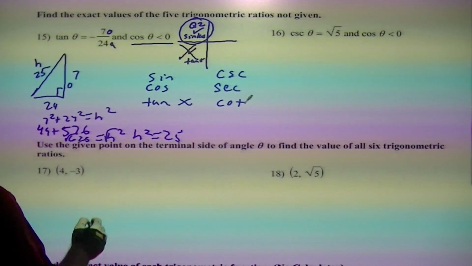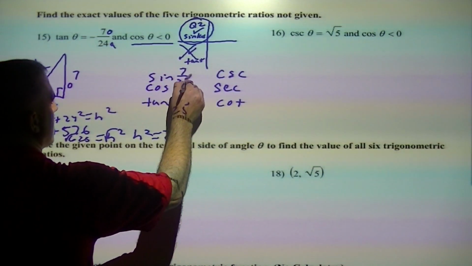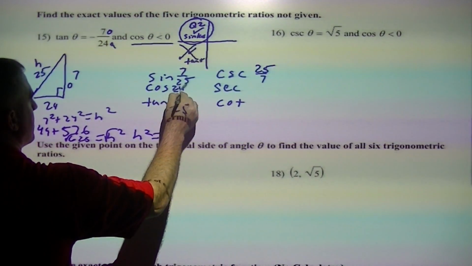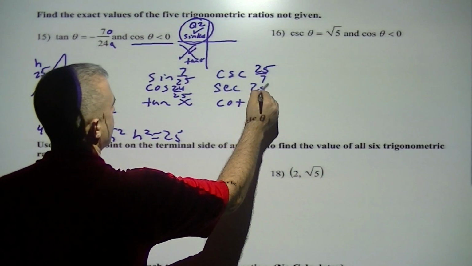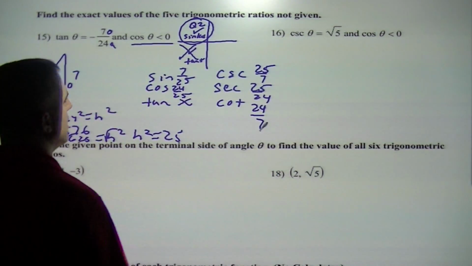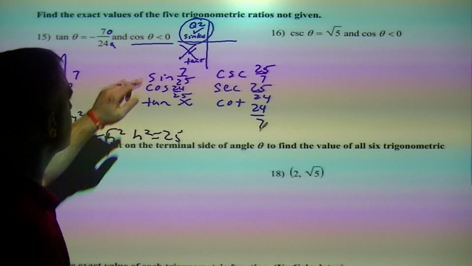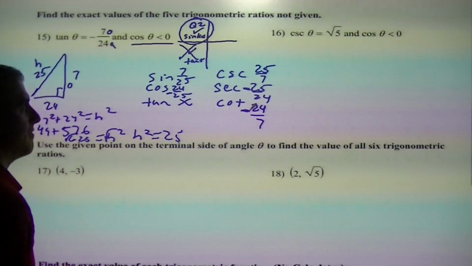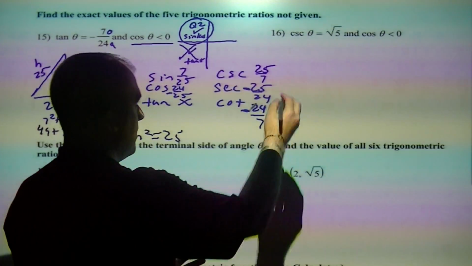Sine would be 7 over 25, cosecant would be 25 over 7, cosine would be 24 over 25, secant would be 25 over 24, cotangent would be 24 over 7. Since I'm up here, the only things that are going to remain positive are these 2. Everything else would become negative.